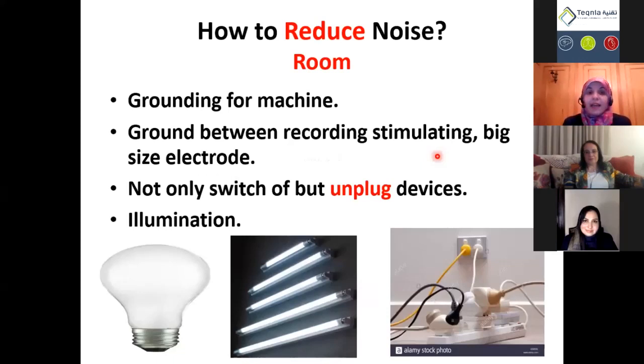But we can unplug, not only switch off, the machines, because even if they are switched off, they act as antennas, and you can collect all the electricity passing through them. So unplug, not only switch off. And if you can use lights, not tube lights but these circular lights, they have a lower electromagnetic field. If you can't, you can just dim the light a bit when you are recording.